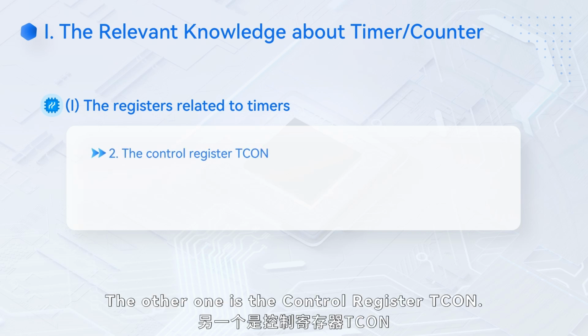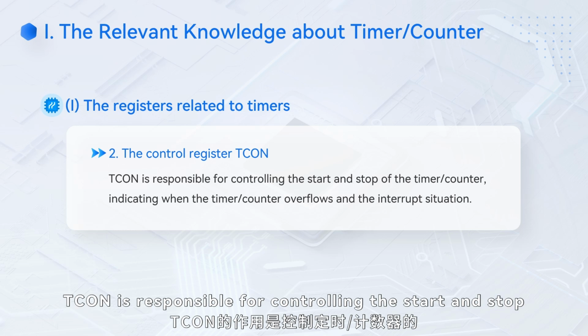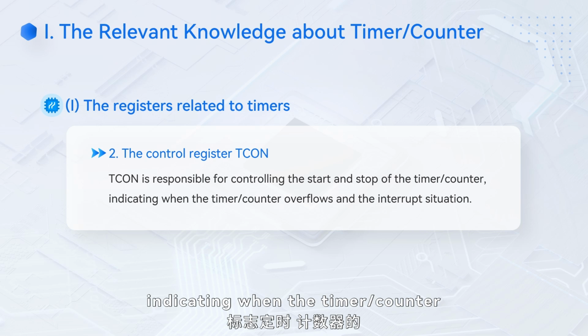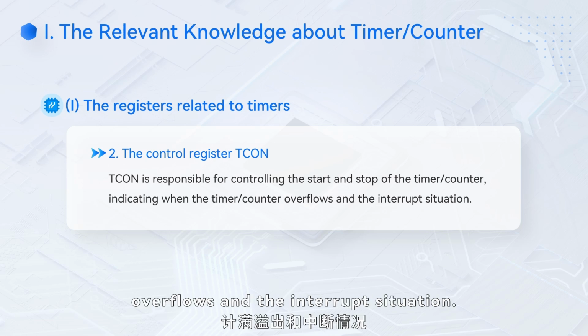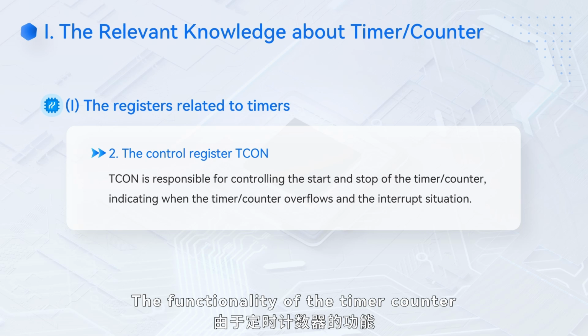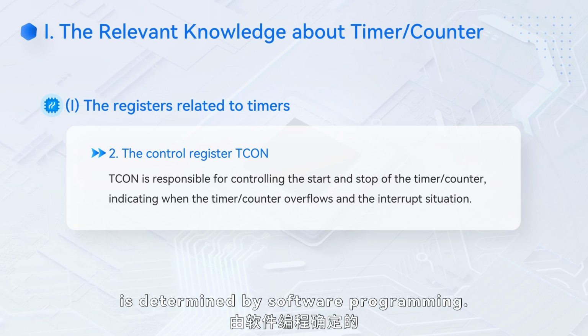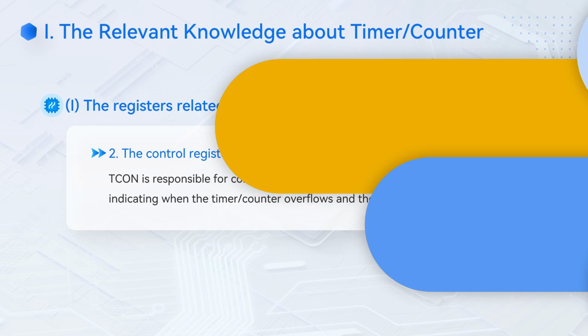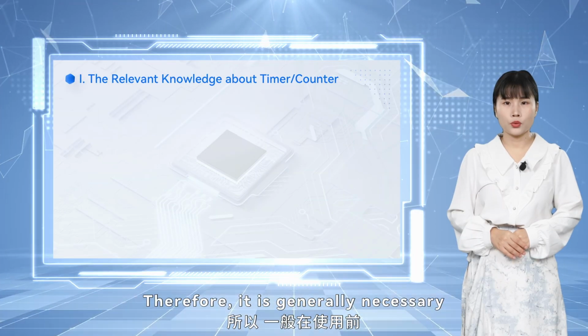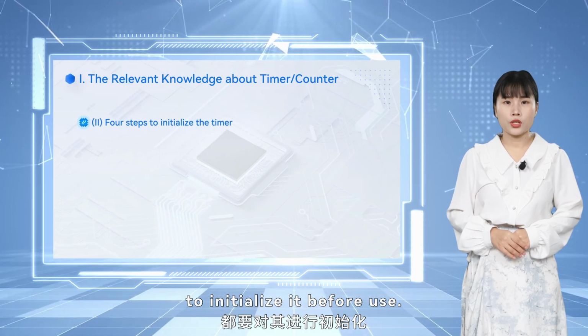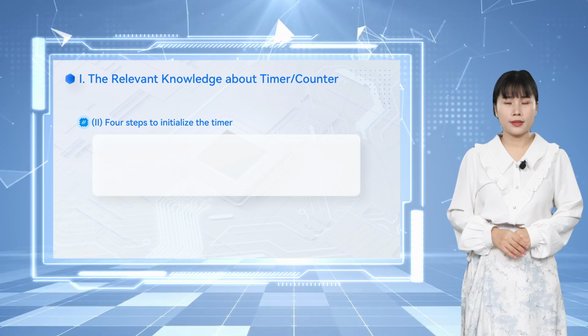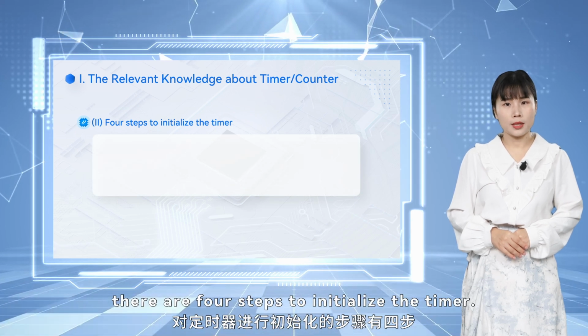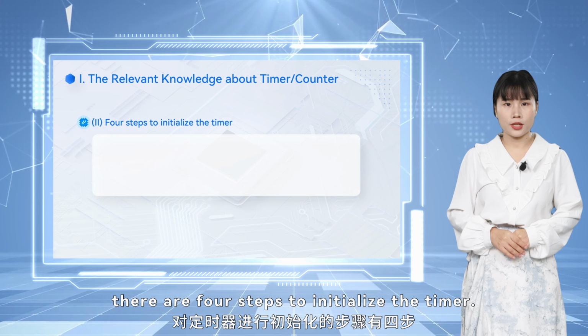The other one is the Control Register TCON. TCON is responsible for controlling the start and stop of the timer or counter, indicating when the timer or counter overflows and the interrupt situation. The functionality of the timer counter is determined by software programming. Therefore, it is generally necessary to initialize it before use. In the C language, there are 4 steps to initialize the timer.